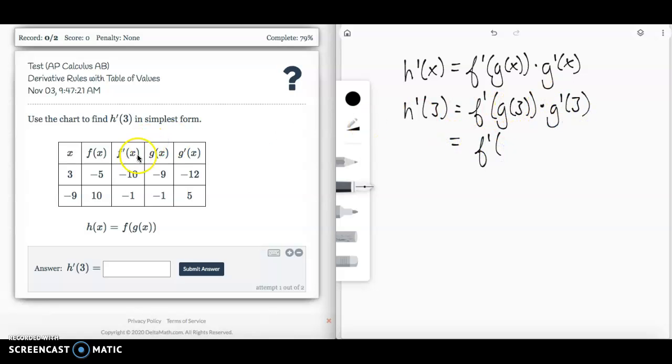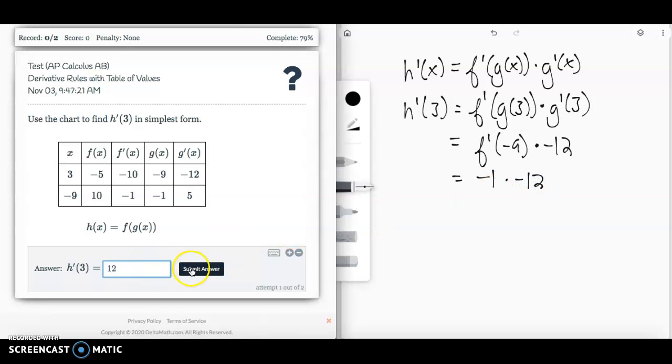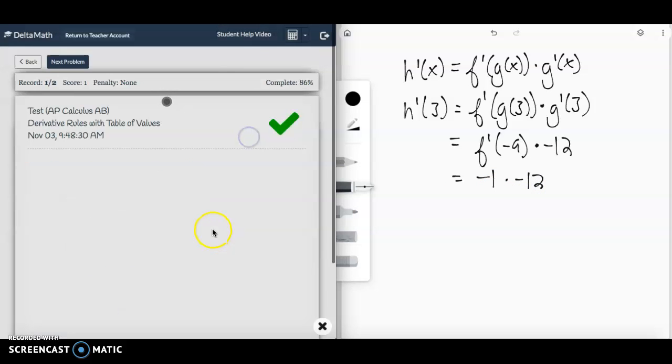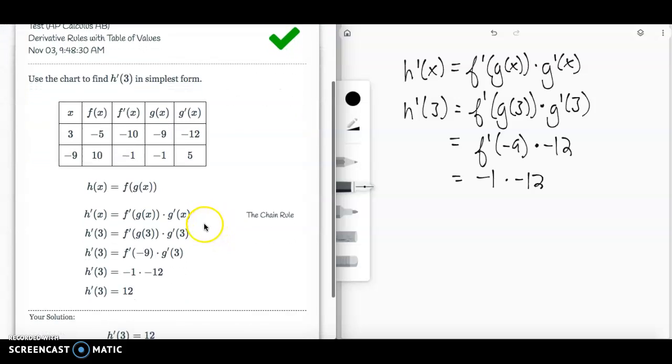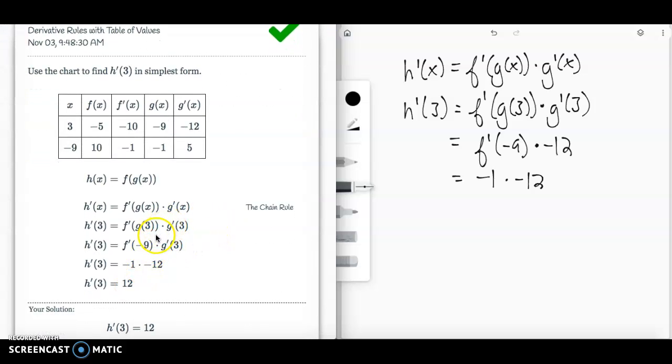So if I go to g of 3 on my table, figure out where they match, g of 3 is negative 9. And then g prime of 3, here's my g prime of 3 is negative 12. And then last but not least, f prime of negative 9, so f prime of negative 9 is negative 1. Negative 1 times negative 12 gives me just a positive 12. Very good. Look, they did the same way I did.